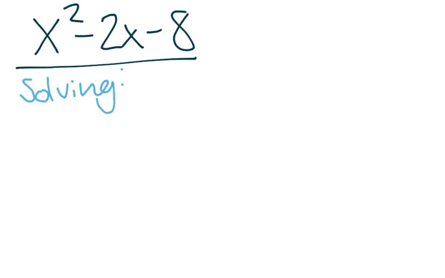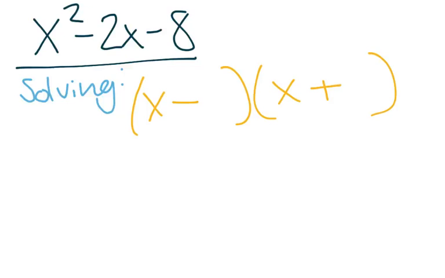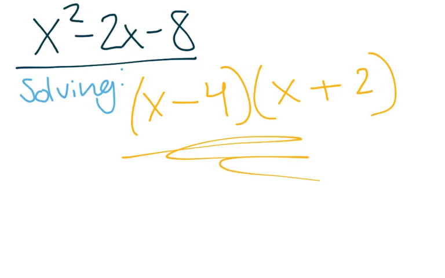Okay. Now we have this problem. So you have to look for a number that can be multiplied to get negative 8 and add to get negative 2. So we're going to put this. You have to break down this x squared minus 2x minus 8. So we have to put 1 negative and 1 positive. And 4 and 2 can be multiplied to get negative 8, and can add to get negative 2. So I picked this number. So this is your answer.